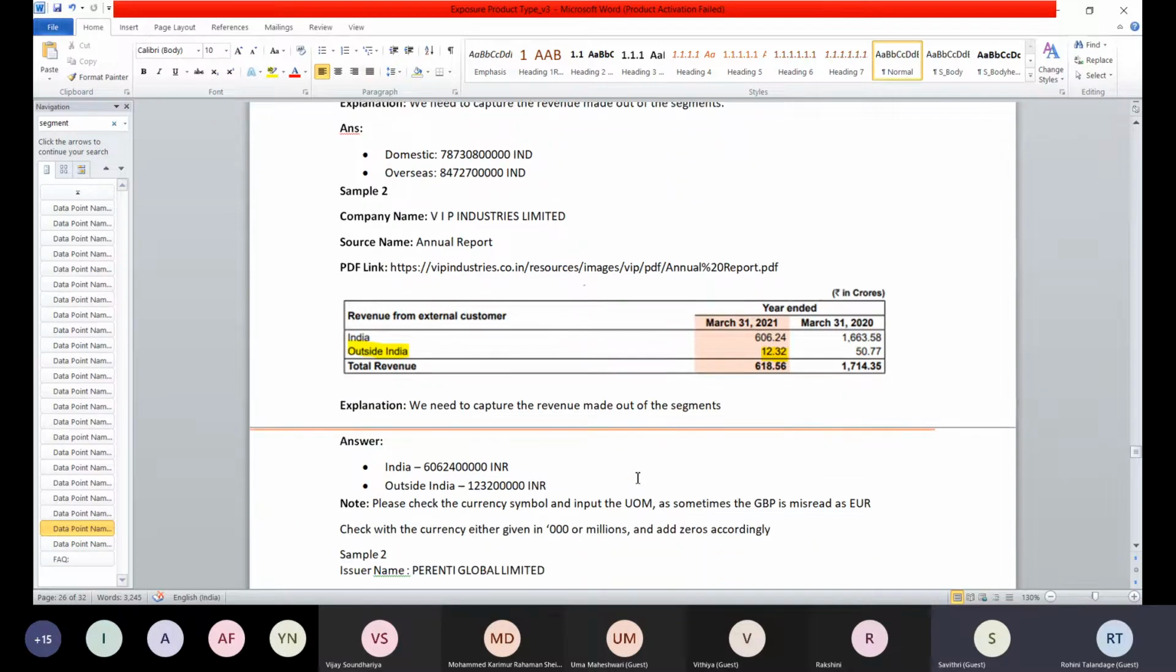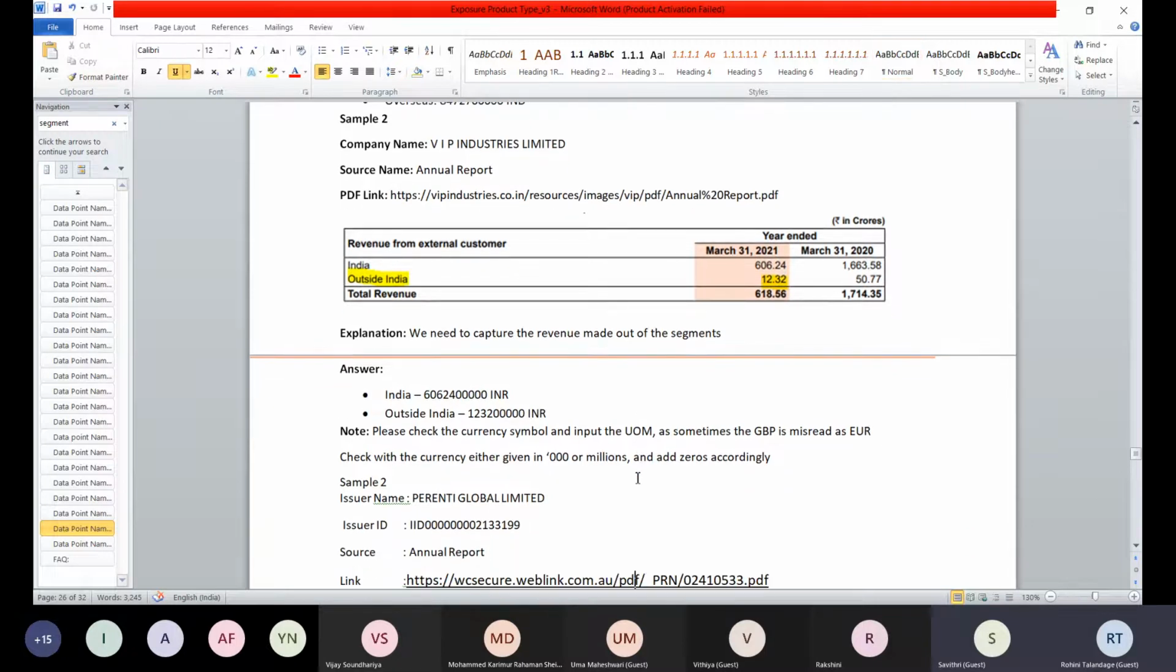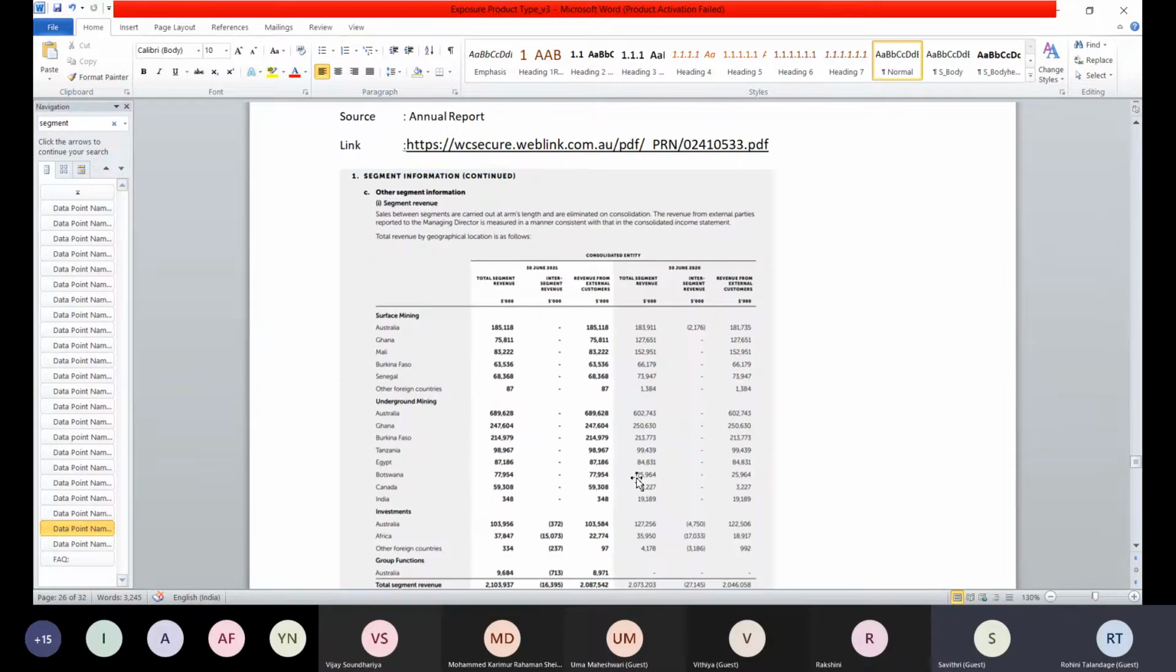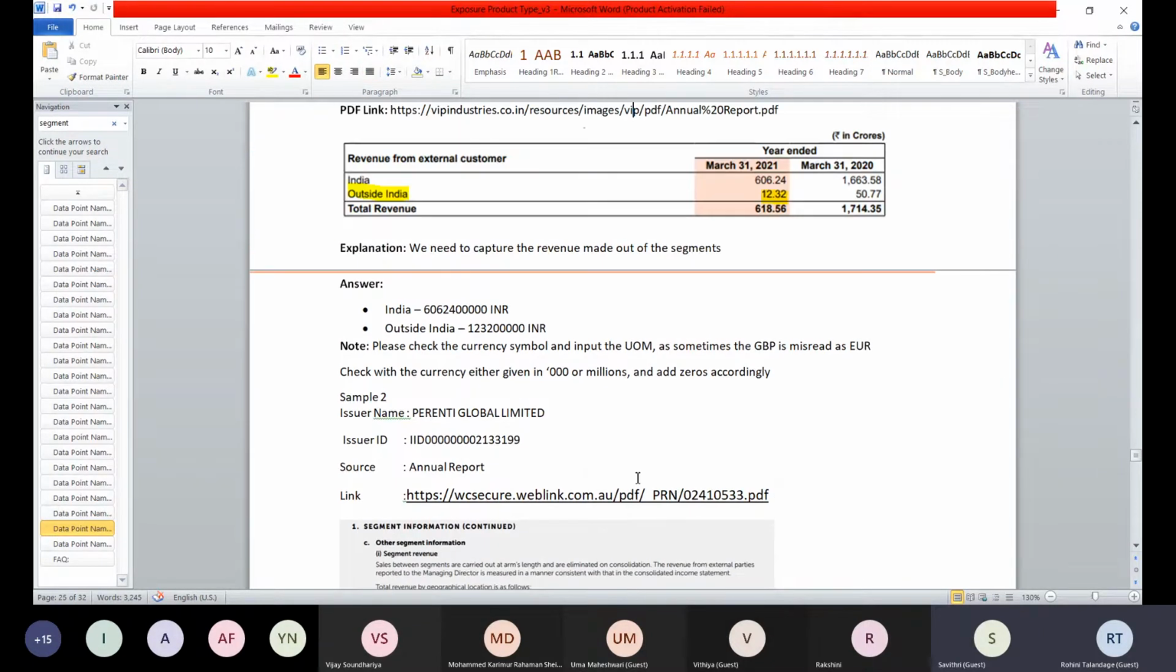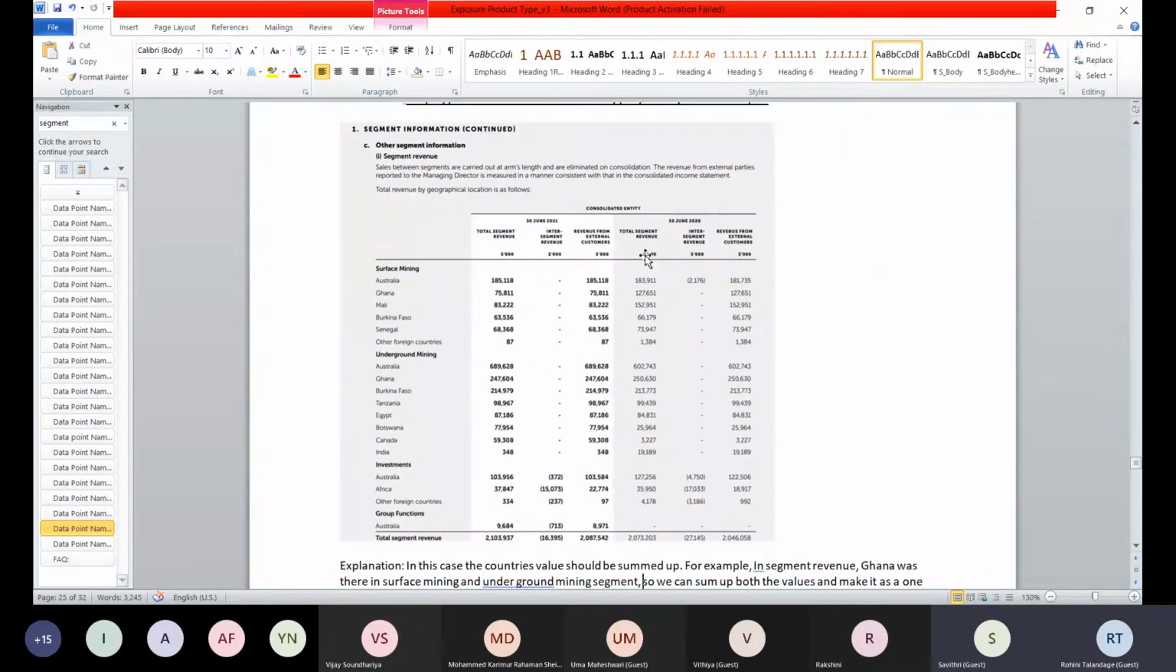And this revenue, you can match with the company's revenue. In the income statement, the profit and loss statement, they will give revenue. It should match with that amount. This amount and that amount should be matched. That revenue you can take.